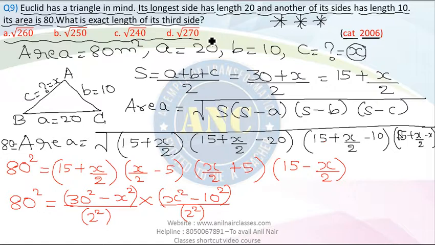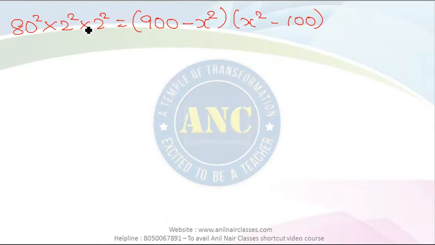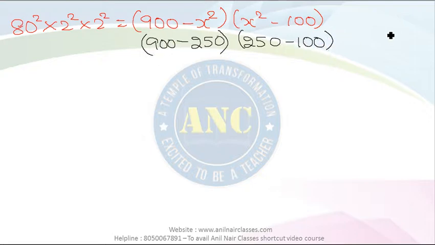That means, can I say that, suppose I substituted X value as root 250. X square becomes 250. Here also X square becomes 250. This is 900 minus 250 into 250 minus 100. If I assume option B I am talking about, sir, check it out. 900 minus 250 is 650. 250 minus 100 is 150.